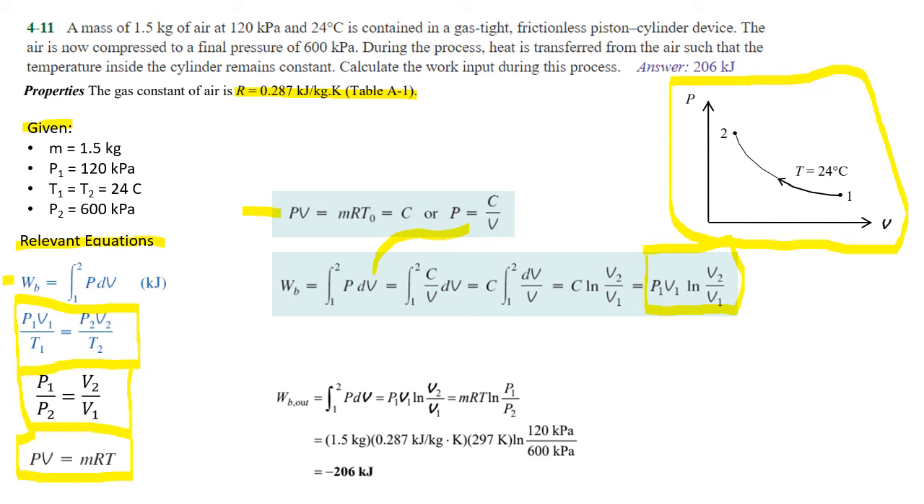However, since we know the pressures, what we're going to use is the equation right here. We can substitute V2 over V1 as P1 over P2 and rewrite this equation, substitute in our values, and then solve for the final work. Now this negative sign, what does that mean? In this case, it means that work is done on the system.